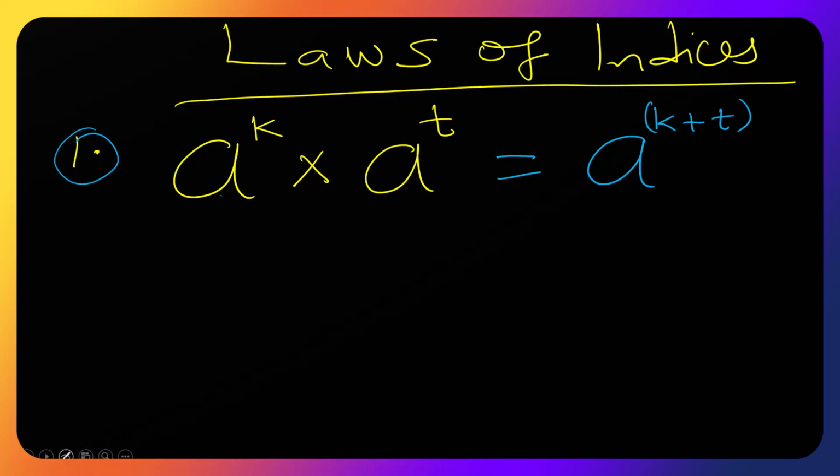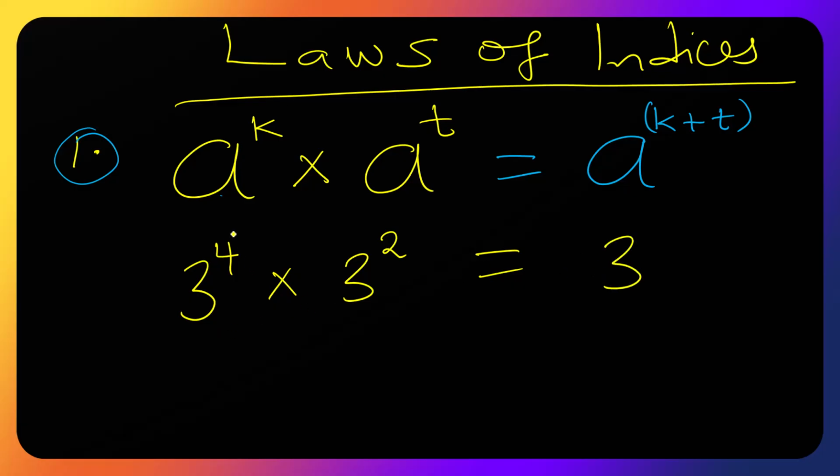Simple as that. So when you see an example like 3 exponent 4 times 3 exponent 2, the bases are the same. So we have 3, and we have 4 here. Let's add the powers, and we have this plus 2. So the final answer will be 3 exponent 6. That is the first law.